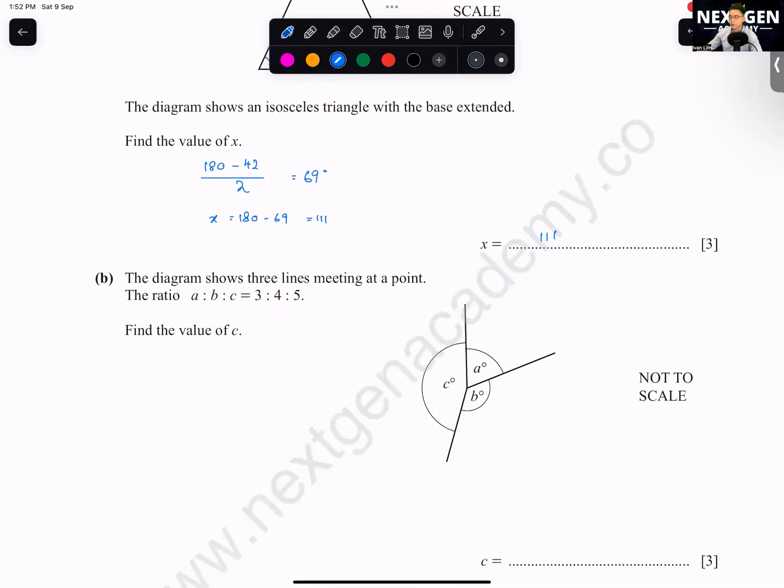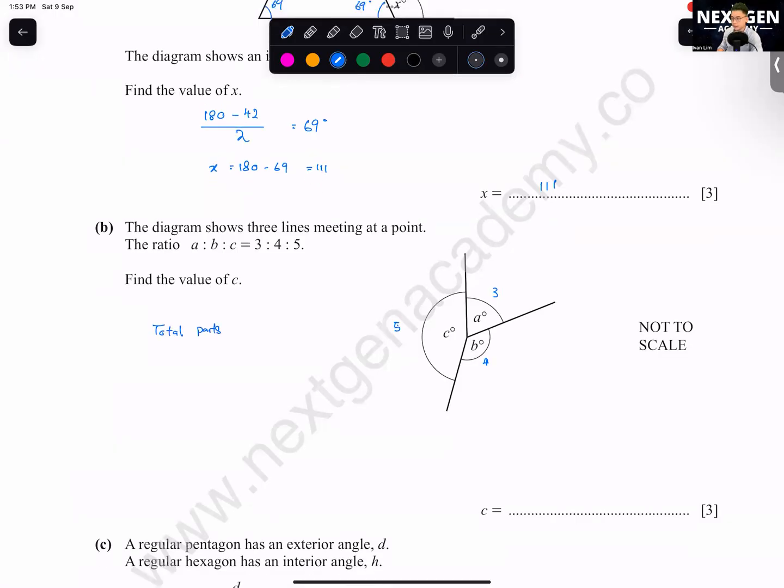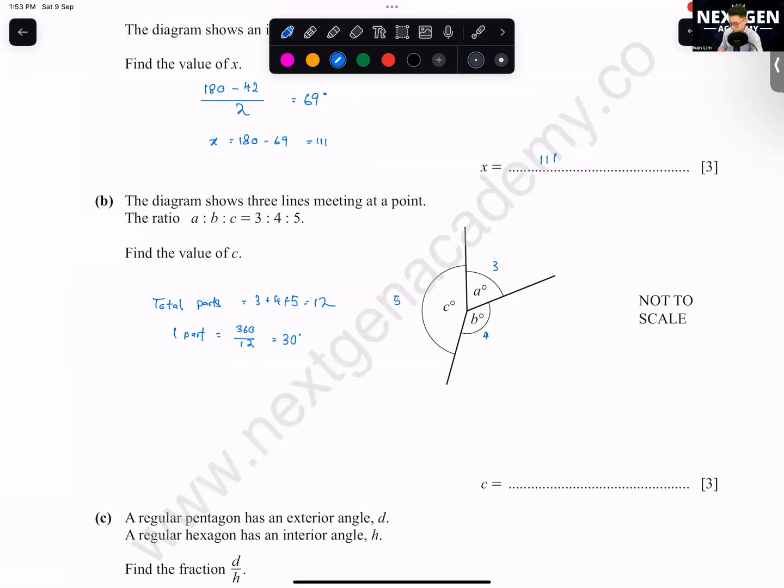Question B. The diagram shows 3 lines meeting at a point. The ratio A, B, C is 3, 4, 5. Find the value of C. This is just ratio. Your total will add up to 360 degrees, because it is a circle. So we add up all the parts first: 3 plus 4 plus 5 equals 12. One part is 360 divided by 12 equals 30 degrees. Then C has 5 parts, so 5 times 30 equals 150 degrees.